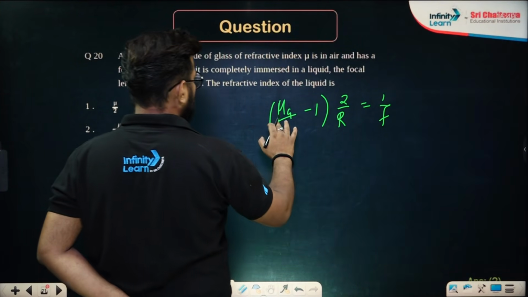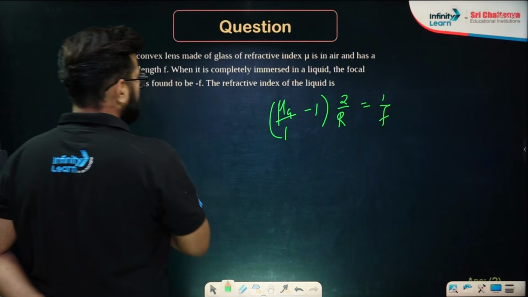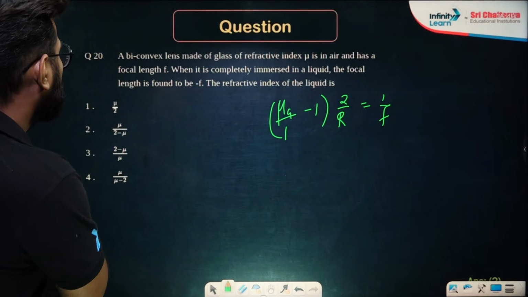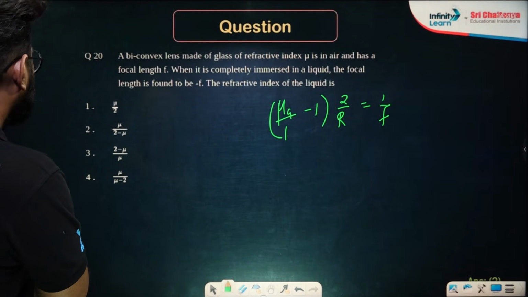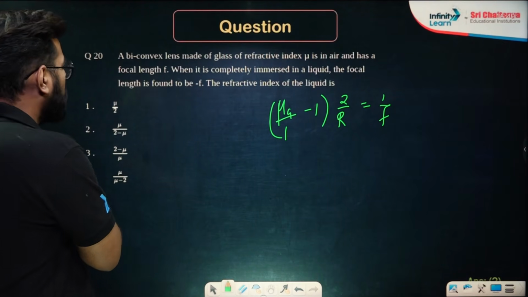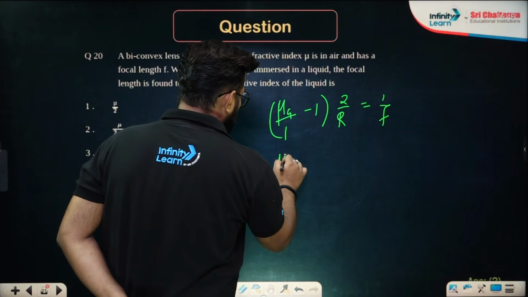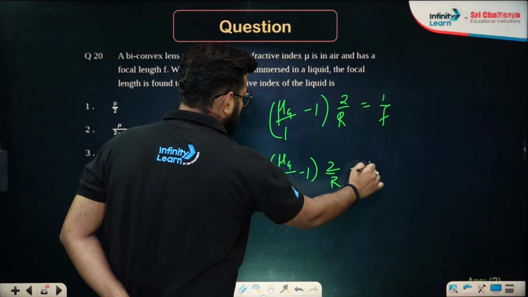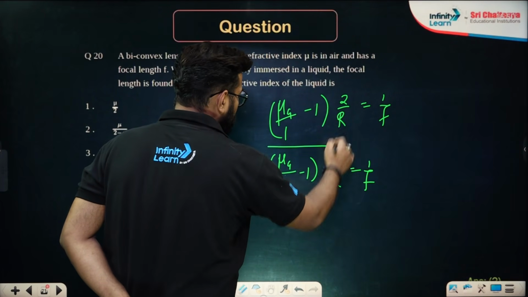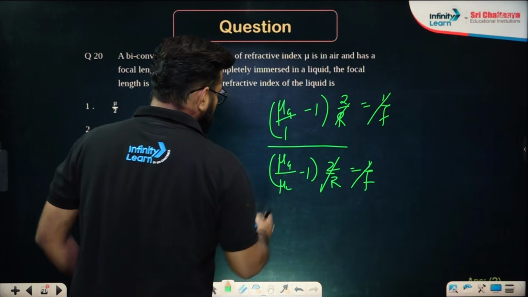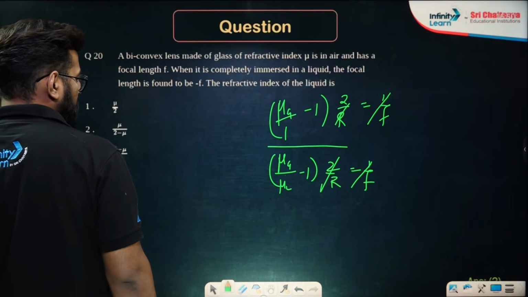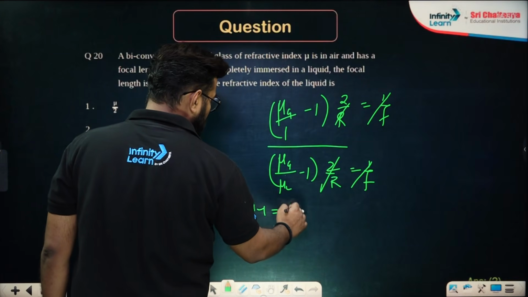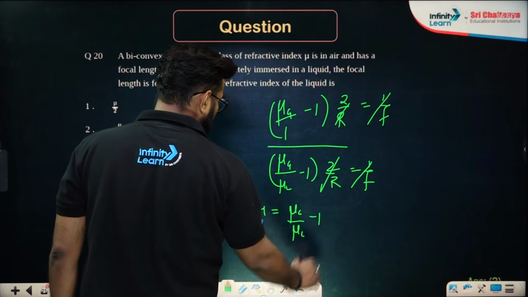Now, instead of mu of glass, I consider the liquid. Okay, not water, they are in a liquid, no problem. So, mu of glass upon mu of liquid minus 1, times 2 upon r, is turning out to be again 1 upon f. If you equate both of them, this cancels, this cancels. That means mu g upon 1 minus 1 equals mu g upon mu l minus 1.